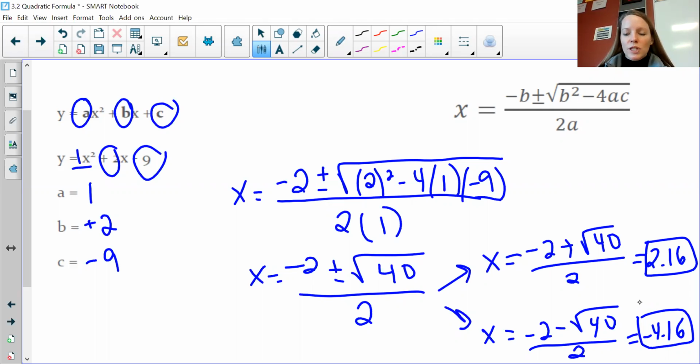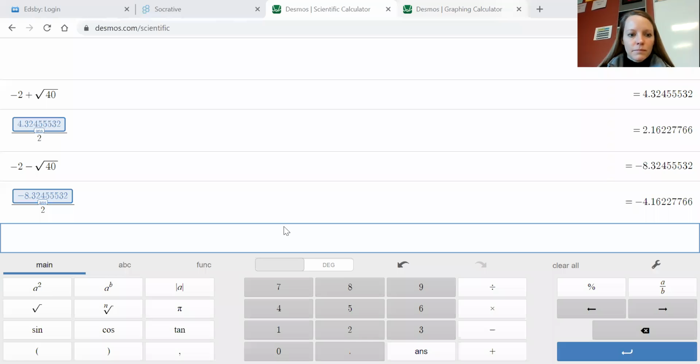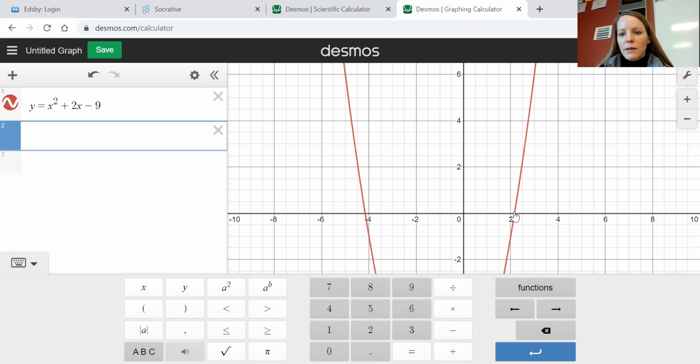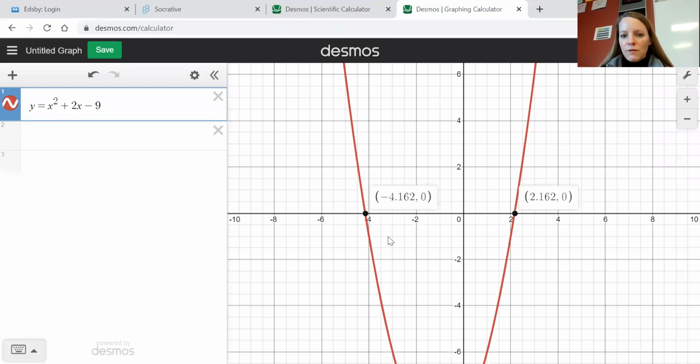If I put my equation into Desmos just to double check my 2 x-intercepts, so my initial standard form was x squared plus 2x minus 9. You can see on my graph, I get 2.16 and -4.16. So the quadratic formula is a tool to help us find our x-intercepts if they are decimals or fractions that we cannot or don't want to brainstorm in factoring.